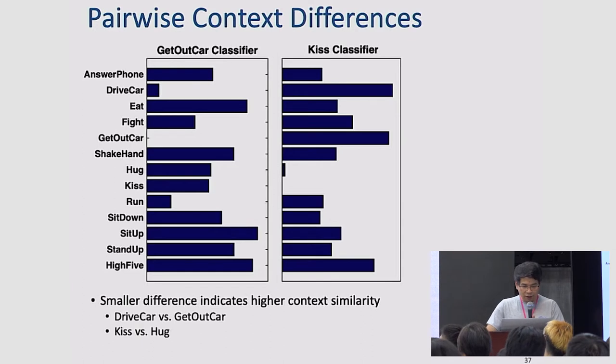You can also see the same analysis for the kiss classifier. Hug is obviously contextually similar to kiss.